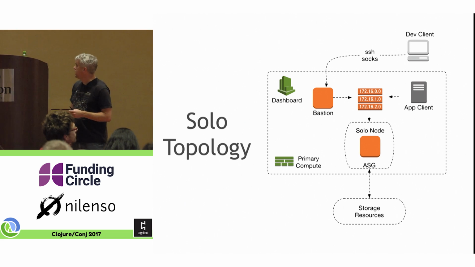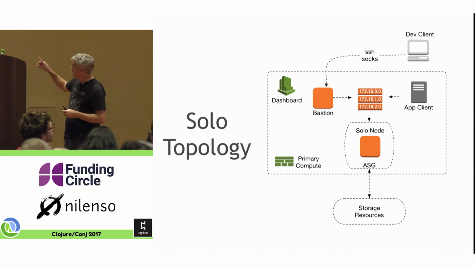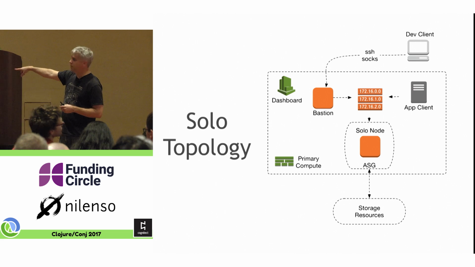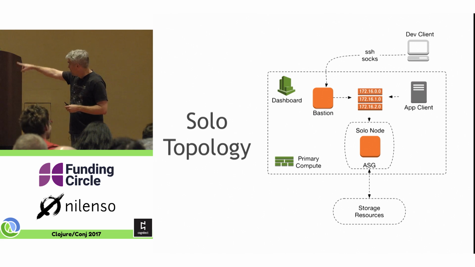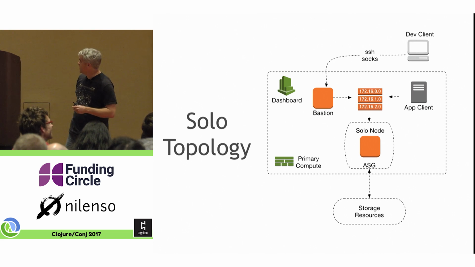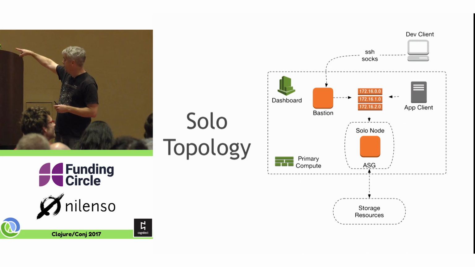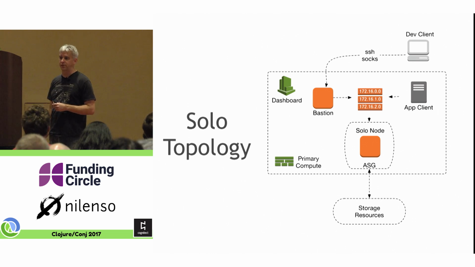And so this is what that looks like. The solo topology is a storage resources, which we'll talk about more in a minute. And then there's a primary compute CloudFormation stack. This is a great chance to learn a ton of icons if you want to take an AWS exam. The little green bricks are a CloudFormation stack. There is an auto-scaling group that keeps up the solo node, which is a tiny AWS instance. There's another auto-scaling group which keeps up the Bastion if you want one.